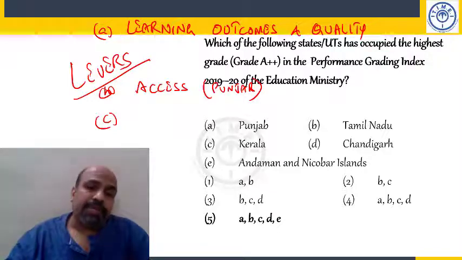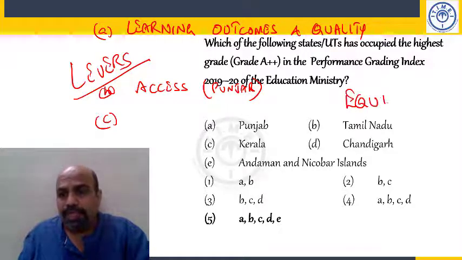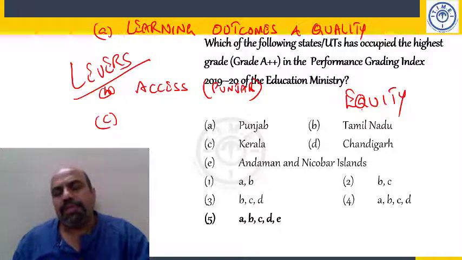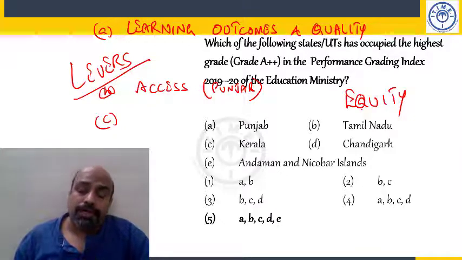Four, equity. This is an area that most people don't understand. What is equity? You can write equity also. Equity, and in brackets, comparative performance.